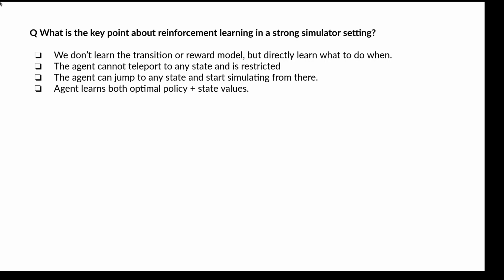No, there is a simulation and that can mimic the behavior, so it is also not correct. The agent can jump to any state and start simulating from there. That's true. We have the simulator and it can simulate the properties. So the agent can jump here and there, do the exploration and finally learn.